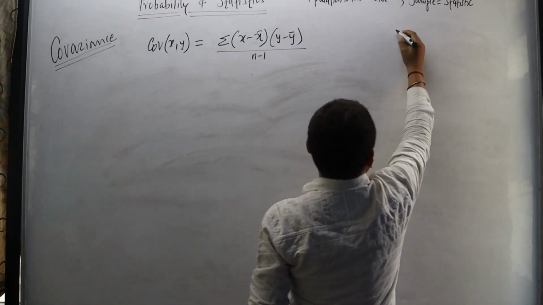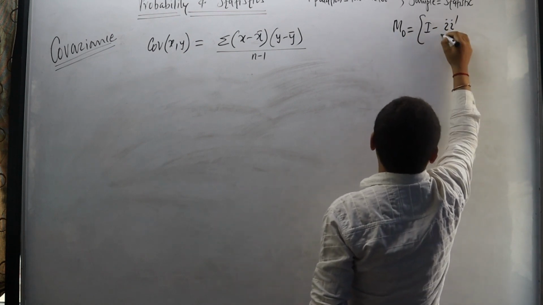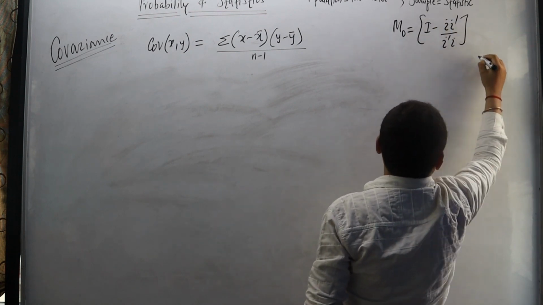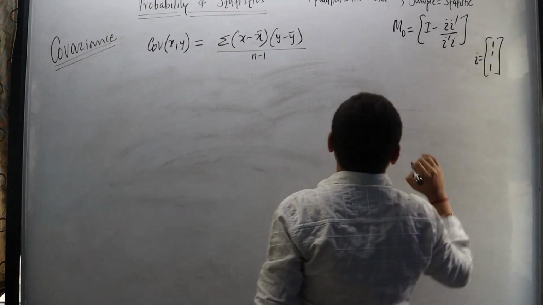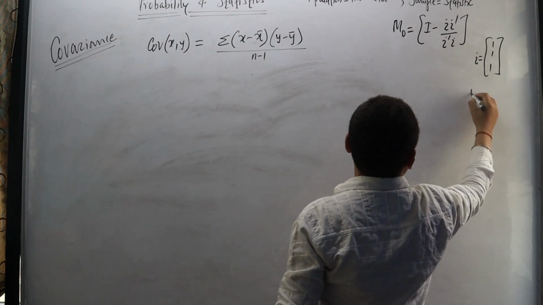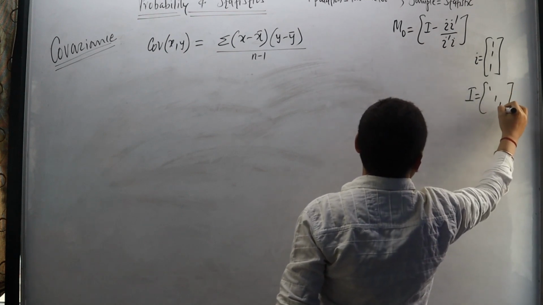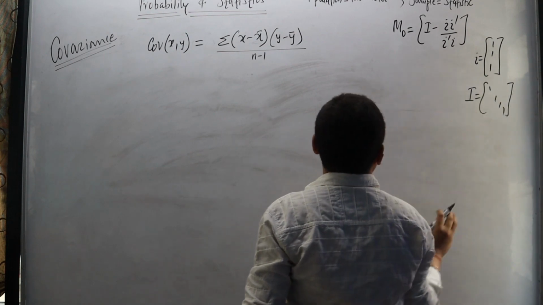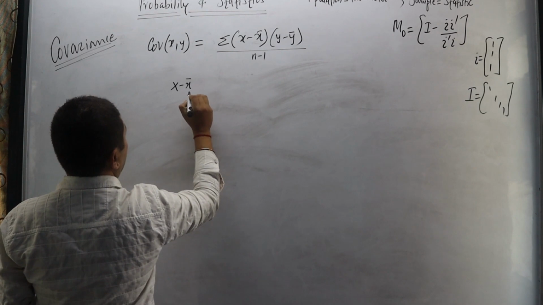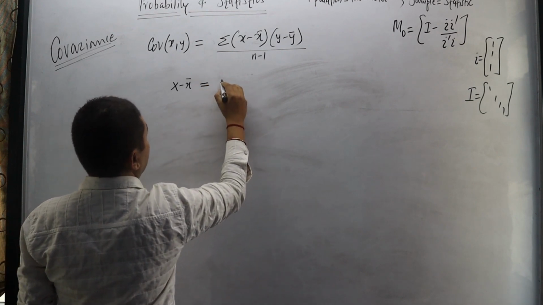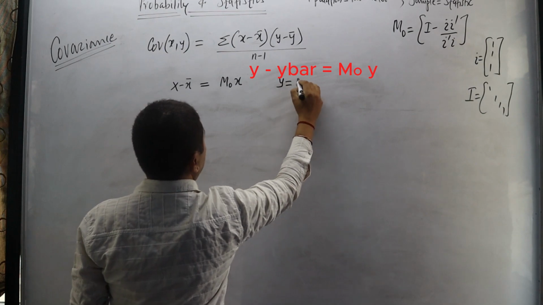So we know that the deviation from mean matrix M0 is equal to I minus (1/n) i i transpose, where i is the column vector of 1s. And I is the identity matrix, with main diagonal elements equal to 1 and off-diagonal elements equal to 0. So for the covariance of xy, the deviation from mean x minus x bar, in vector notation, can be written as M0x, and the deviation of y can be written as M0y.